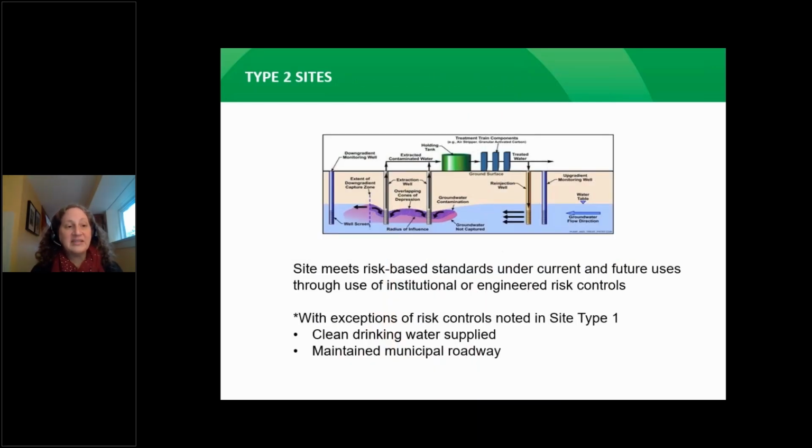Type 2 sites are sites that meet risk-based standards under current and future uses through use of institutional or engineered risk controls. There are exceptions. PVPs are not required for the two risk controls noted for type 1 sites, as I mentioned on the earlier slide. Also, as discussed earlier, sites that are determined to be type 2 usually require PVPs. Next slide, please.